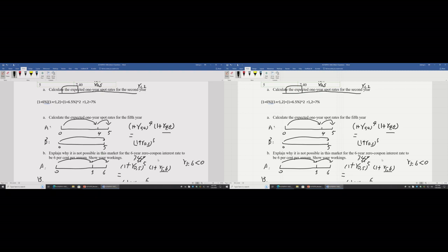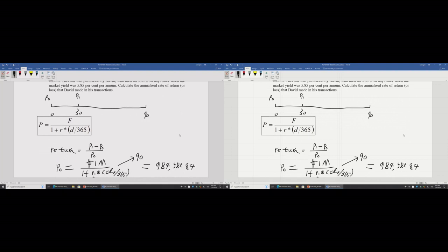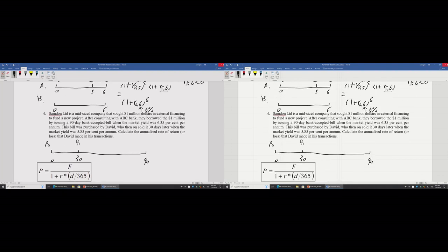Okay, so that's about the term structure. When you come across any term structure problem, always think about the two investment options. They will bring you the same results. So that's about the workshop questions.